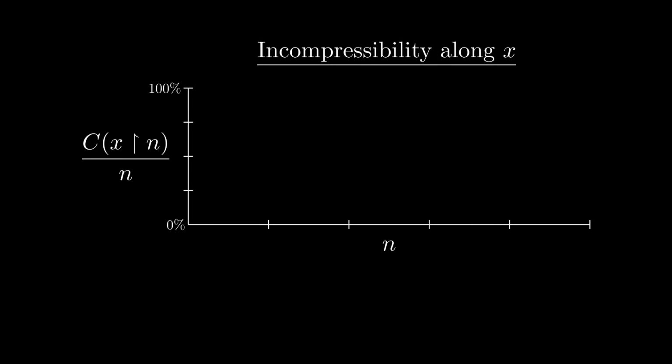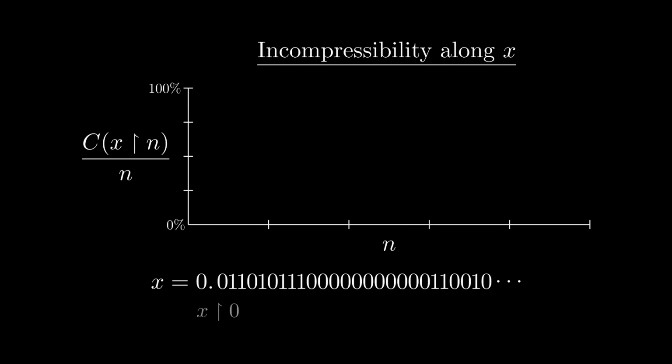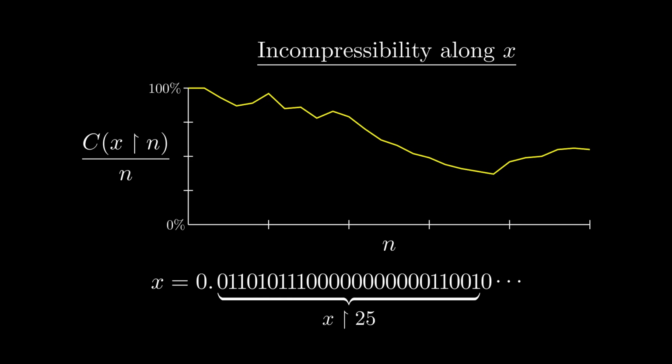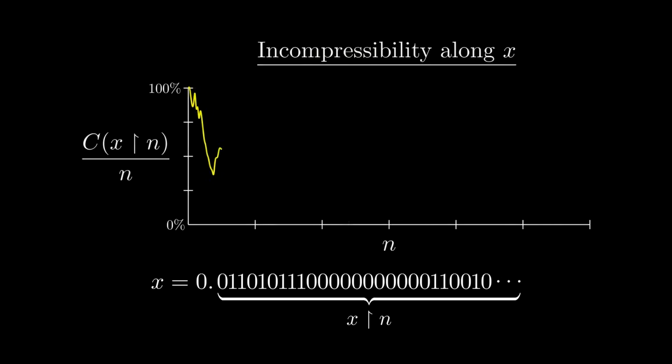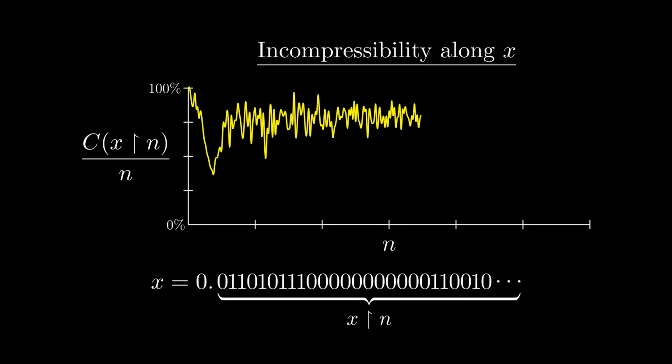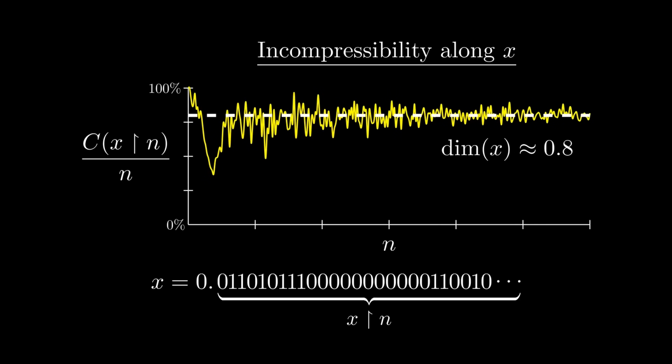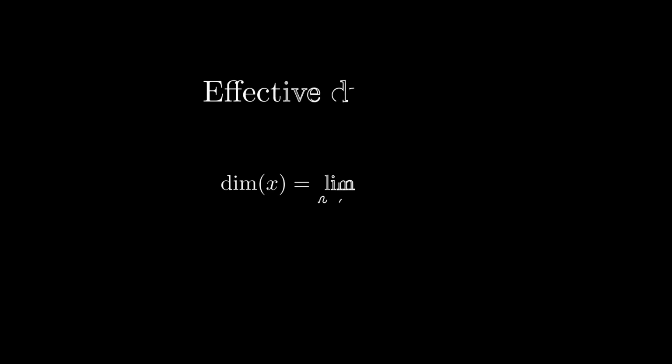So given a real number, we can make a plot of how that normalized complexity behaves as you try to compress more and more of the bits of that number. It looks pretty erratic at first, but if we proceed onward, we might notice that this point's curve seems to converge, in this case around 0.8. We call this limiting value of the normalized complexity the effective dimension of that point. And with this definition, now we can state our main theorem.